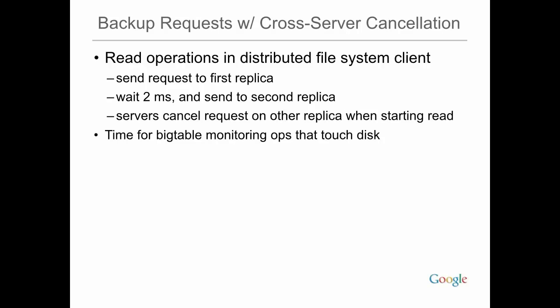Okay. So we implemented this in the context of our distributed file system. Typically we have 3 places we can go to get any particular chunk of a file. And the way we implemented it is we pick one of them. We send the request to that replica. We wait 2 milliseconds, which is generally faster than you might expect to get data back from your file system, especially if it has to do a seek.